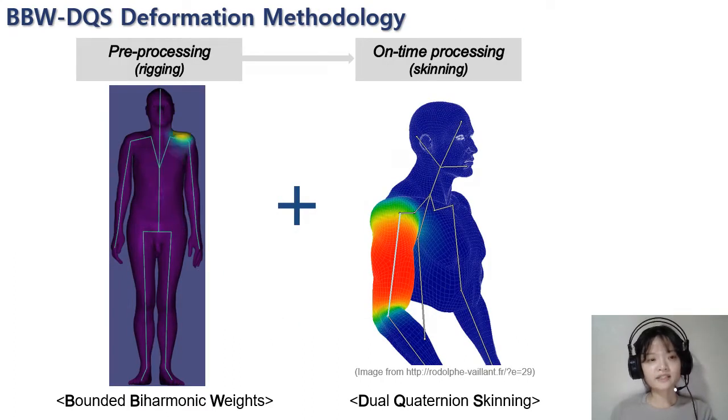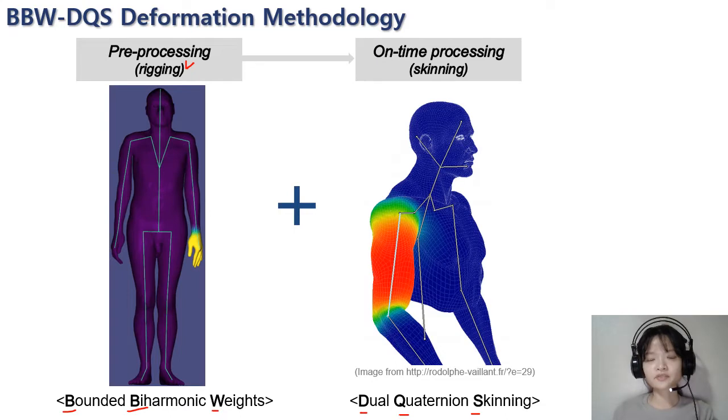The technique we have used for the phantom animation is the BBW-DQS deformation methodology. As can be easily recognized from its name, this methodology consists of two steps. One is BBW here, which is pre-processing, also called rigging in the field of computer animation, and the other one is DQS here, which deforms the phantom for each frame.